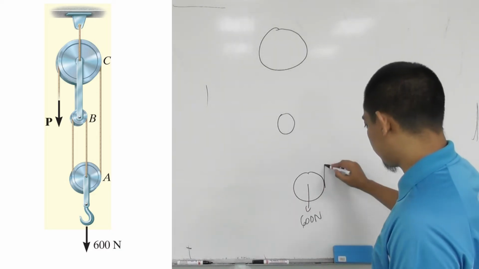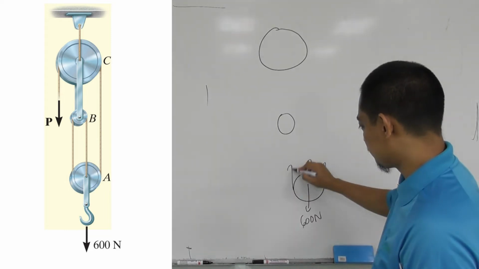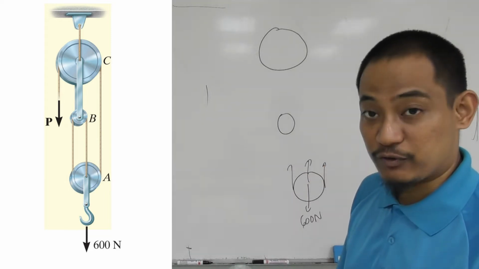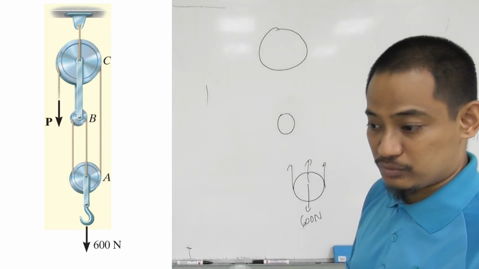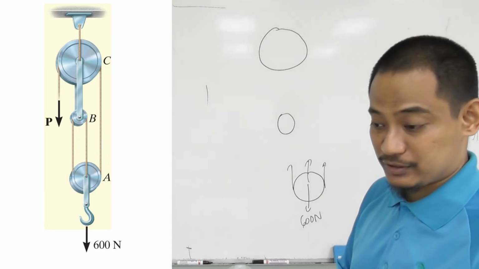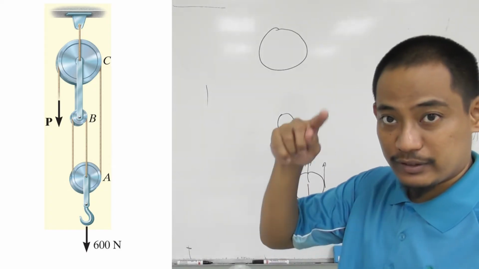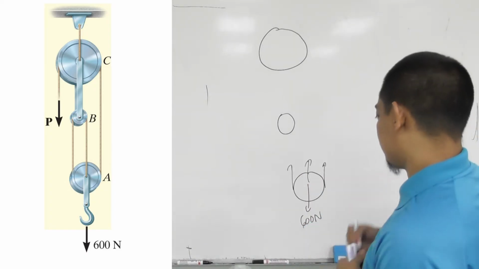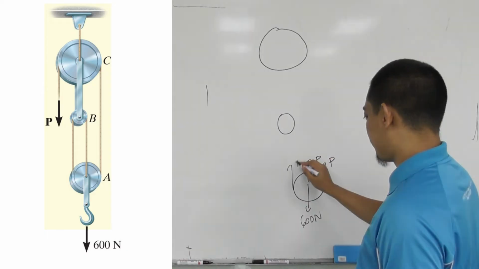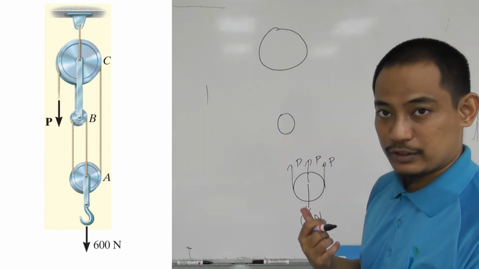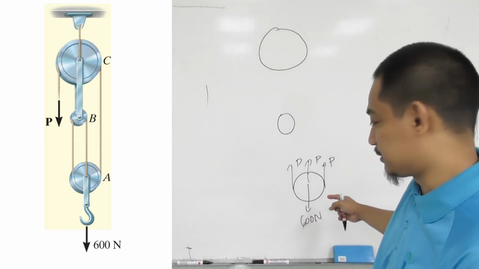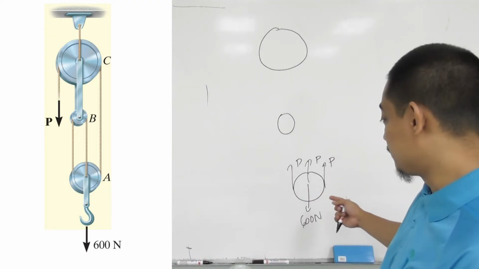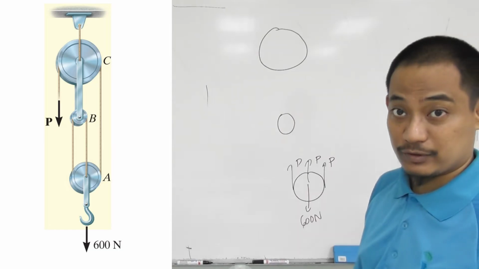And then you have 3 forces, right? Is it the same force? It should be the same force, right? Because it's the same cable that goes around and around there. So let's say this is P, P, P, right? So that's the free body diagram. And to solve this one is actually straightforward also, right? Summation of Fy equal to 0, and then you get P equal to 200, for example, right?